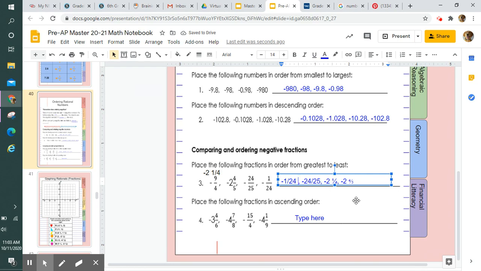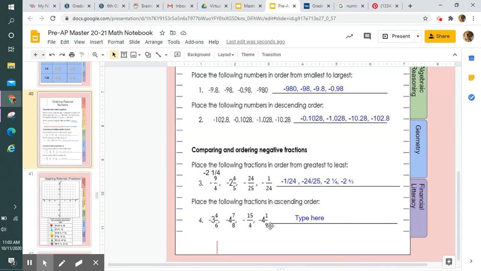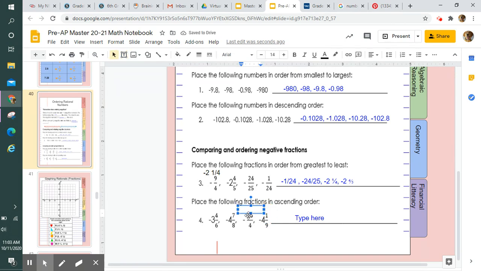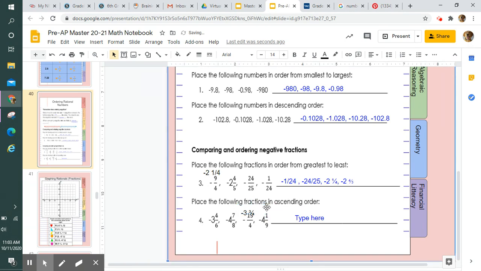Now, with the next one, we're going to have to do them in order again. It's just like the one we just did, but the first thing I want you to do is change this negative 15 over 4. It's improper, so I'm going to add a text box again, and I'm going to change it to a mixed number. 4 goes into 15 3 whole times, and then there would be 3 left over out of 4. So that number is actually 3 and 3/4.